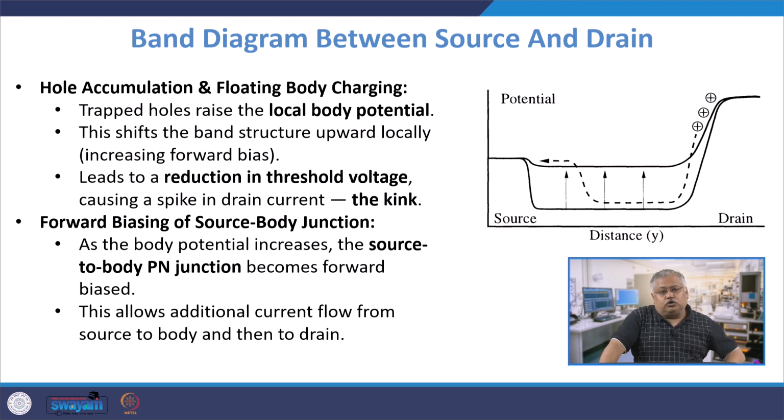Similarly, there will also be a forward biasing of the source body junction. We have not still talked about source body. Source body, you will also have a depletion region, and as the body potential tends to increase, source is grounded, please understand, the source body PN junction starts to behave like a forward biased PN junction, because substrate is P type and your source is N type, and you are giving a positive bias on the substrate side, and therefore there will be a forward biased PN junction, and this allows you to have a larger additional current from source to the body and then to the drain.